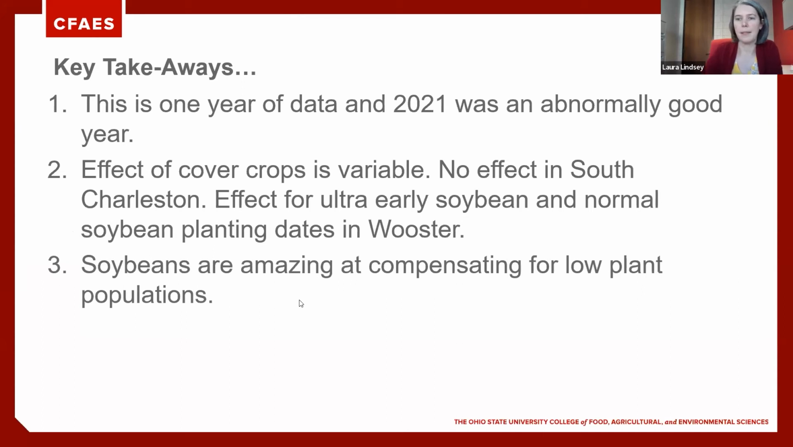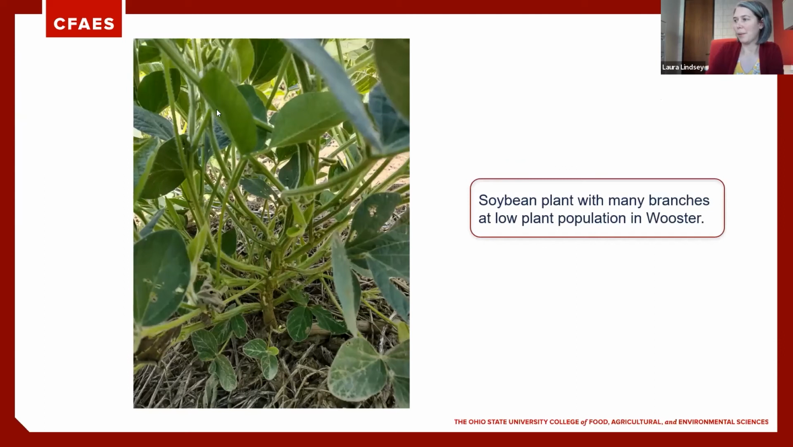And really what's amazing to me as an outcome of this study the most is how soybean plants can compensate for low populations. When I went out to these plots in August and saw the number of branches, it was a lot. So this is one of the pictures from Worcester. I think this plot had about 40 or 50,000 plants per acre. So you can see the amount of branching that's going on there.